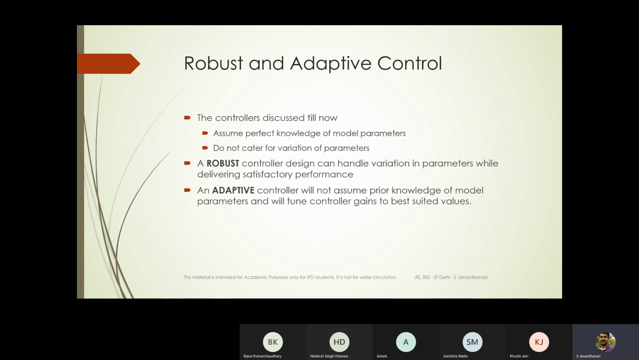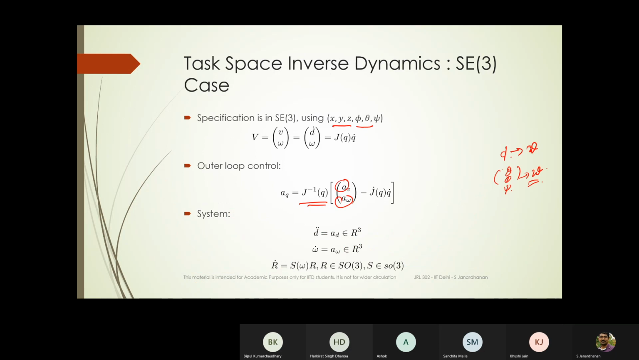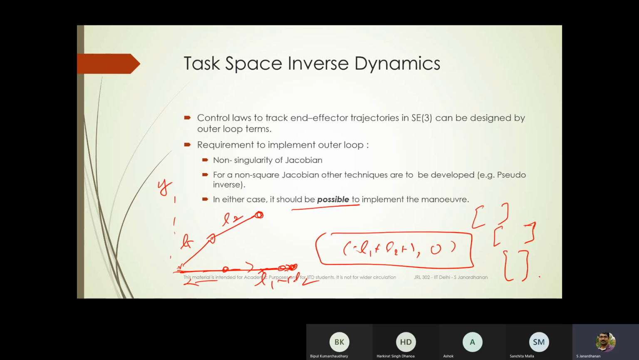I should be able to go from the given specification in the task space to an equivalent specification in the joint space. That should be possible. So J inverse Q should be computable, even if I'm using techniques of a pseudo inverse. Basically, the Jacobian should be non-singular, and the point we are talking about in the task space specification should be reachable. The maneuver that we are talking about should be reachable.